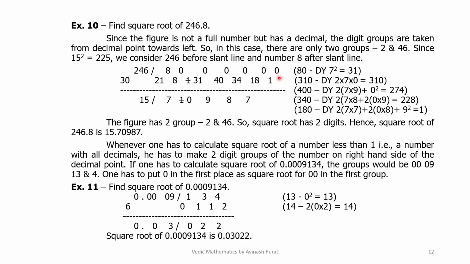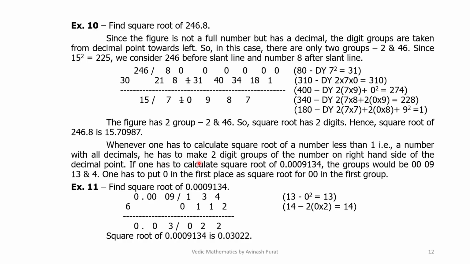1 is the remainder. The figure has two groups, 2 and 46. So square root has two digits. Hence square root of 246.8 is 15.70987.